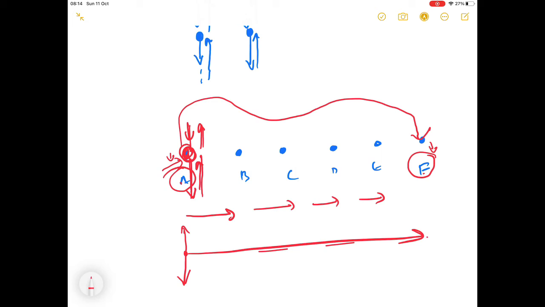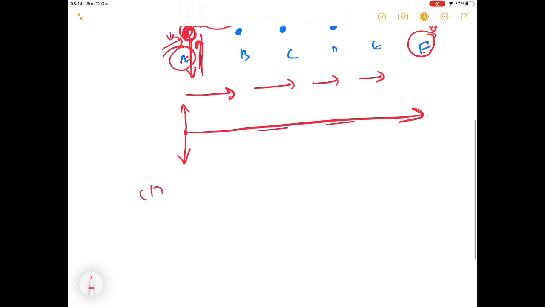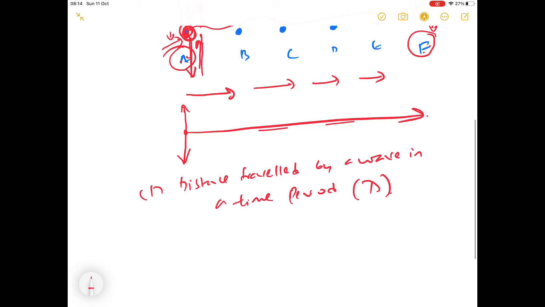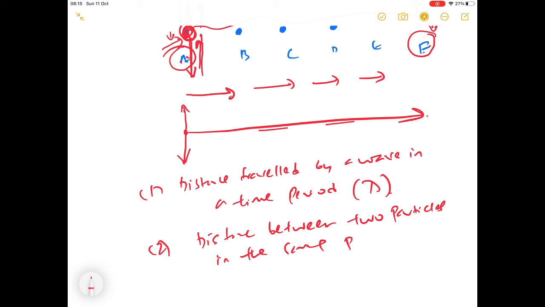And the second definition is the distance between two successive particles, in this case it is A and F, in the same phase of vibration. So we can write: number one, distance traveled by a wave in a time period is a wavelength. The symbol for wavelength is this, the Greek alphabet lambda. And number two, distance between two particles in the same phase of vibration.